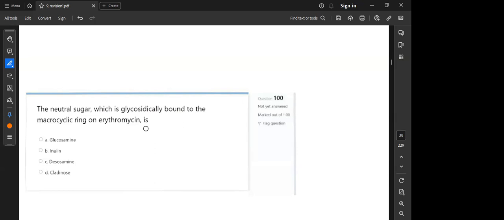So the neutral sugar is glycosidically bound to the macrocyclic ring.